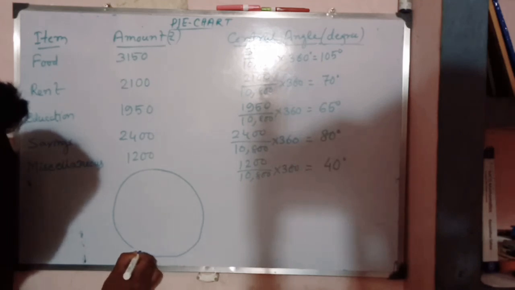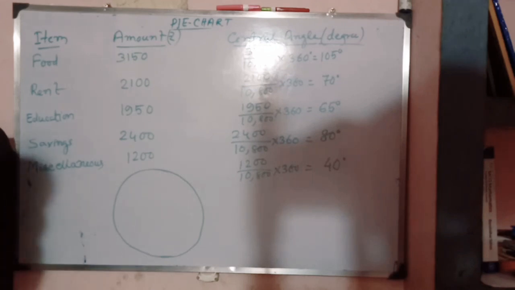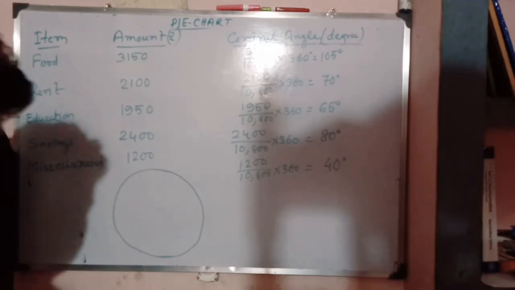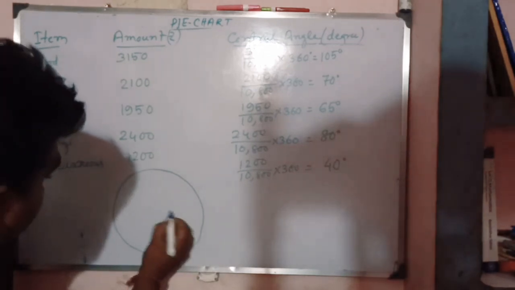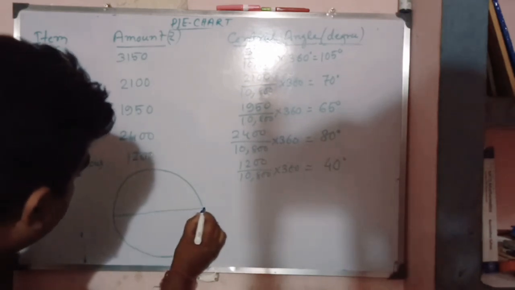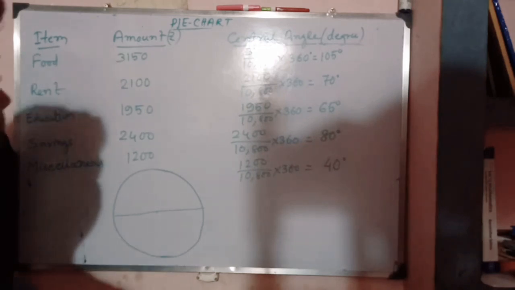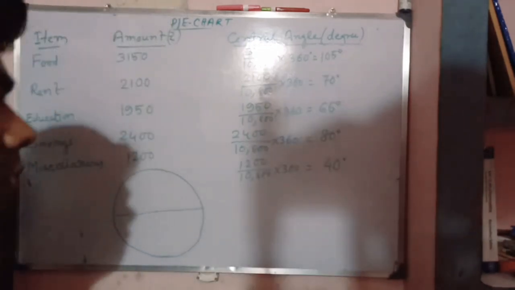Pie chart we should draw in arithmetic copy. Understood? So this is the circle. Next, this is the center, and we have to draw one diameter over here. This is the diameter.